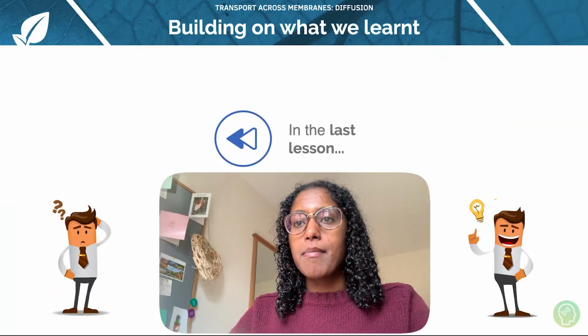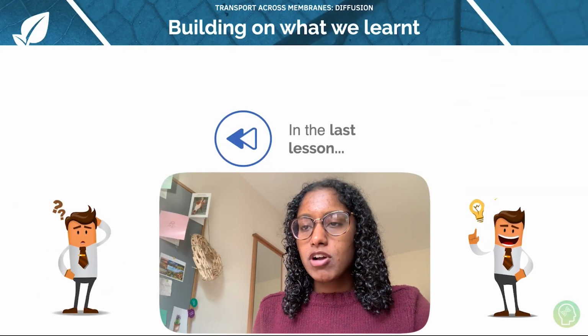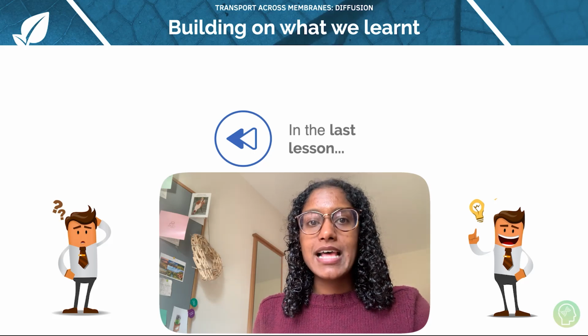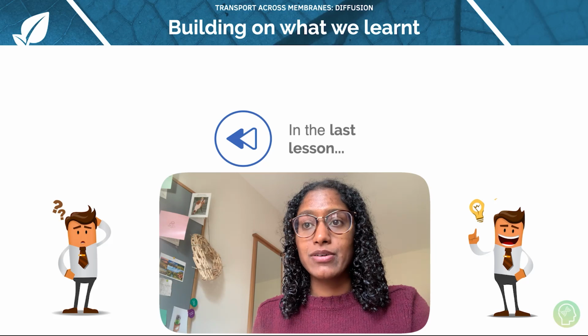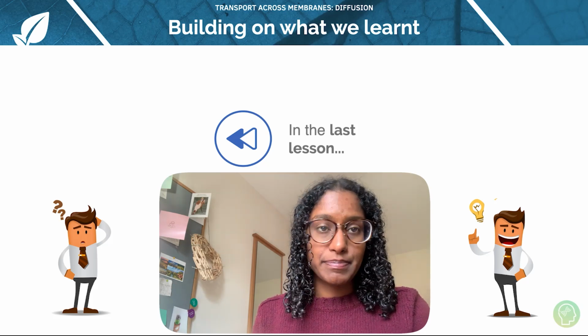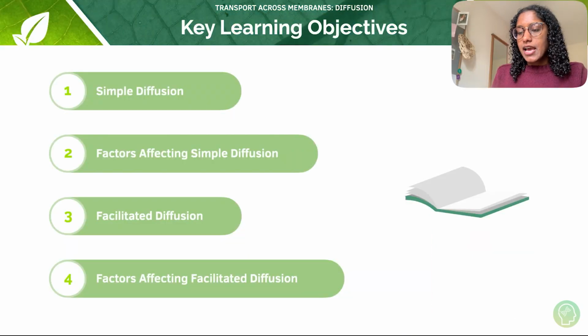So just to recap, in the last lesson we learned about the structure of cell membranes and how the cell surface membranes and membranes around the cell organelles of eukaryotes are the same. Now today we have 4 key learning objectives.